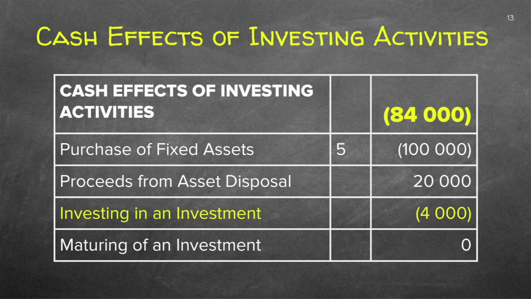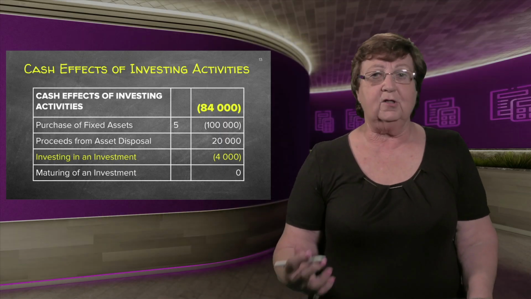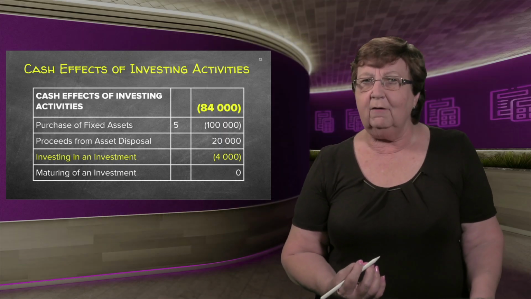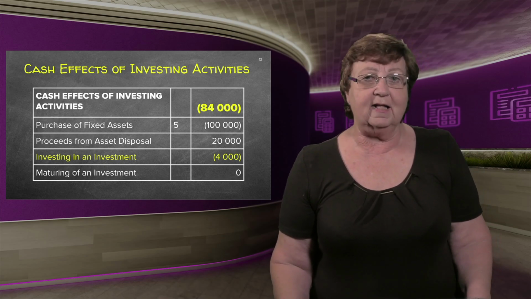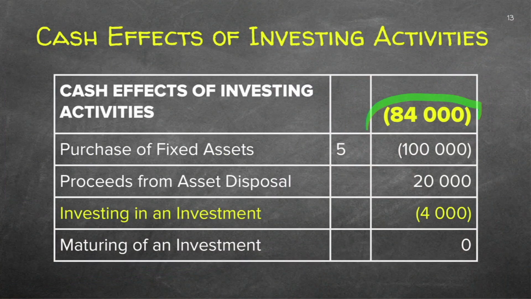So what I've said is 100,000 flowed out for tangible assets, plus 4,000 Rand for an investment. So altogether 104,000 Rand worth of money flowed out of my business. But 20,000 came in from the asset disposal. And so in effect, only 84,000 Rand flowed out, and you will know and see that it's in brackets because it's an outflow of money.